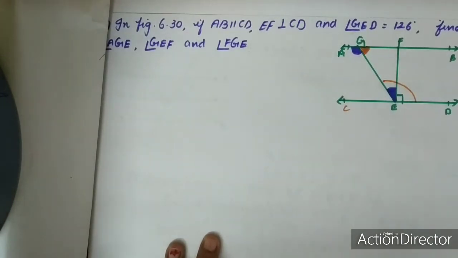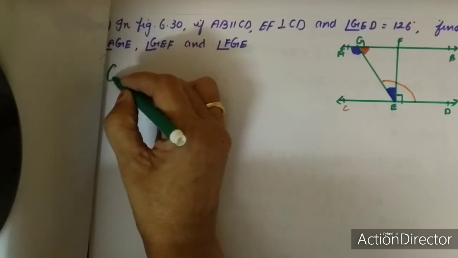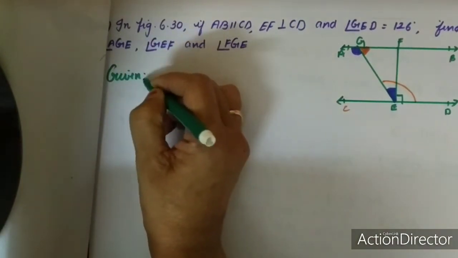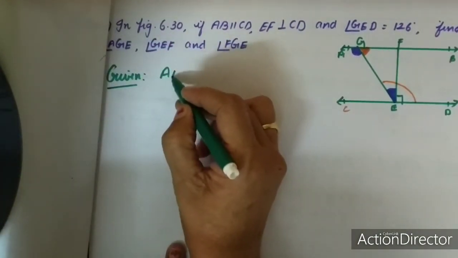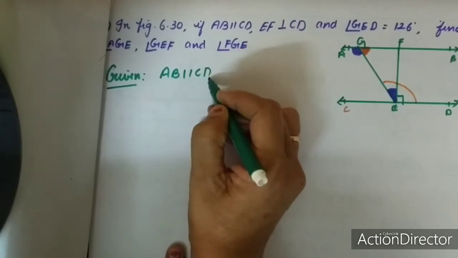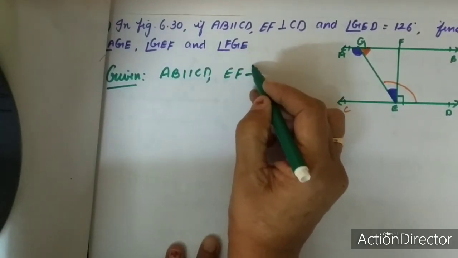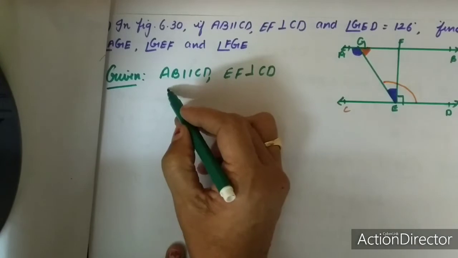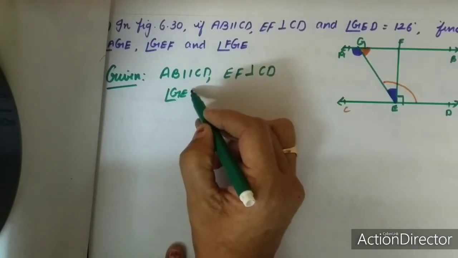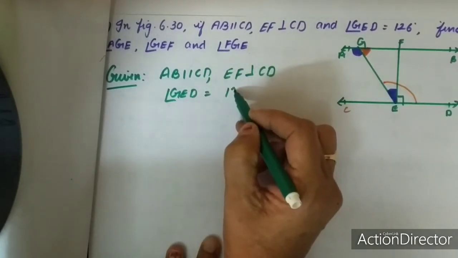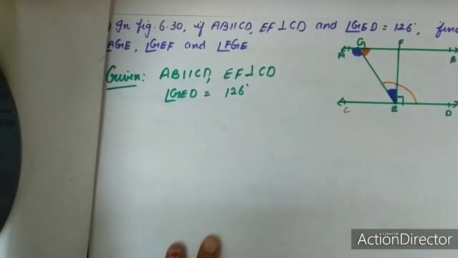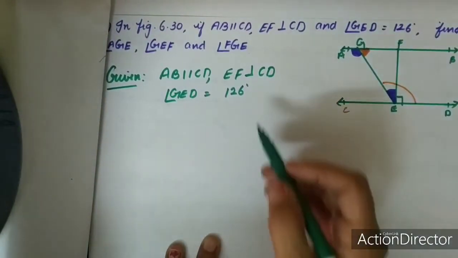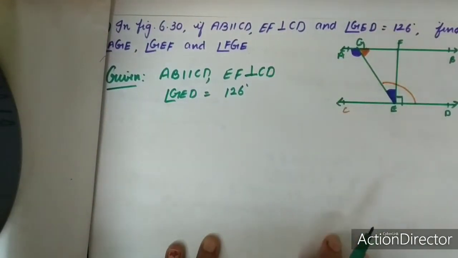So first I am going to write step 1. First I will write given. So what is given? AB is parallel to CD. Second one, EF is perpendicular to CD. And third one, angle GED is equal to 126 degree. These three pieces of information are given in the question. You have to write it in given.